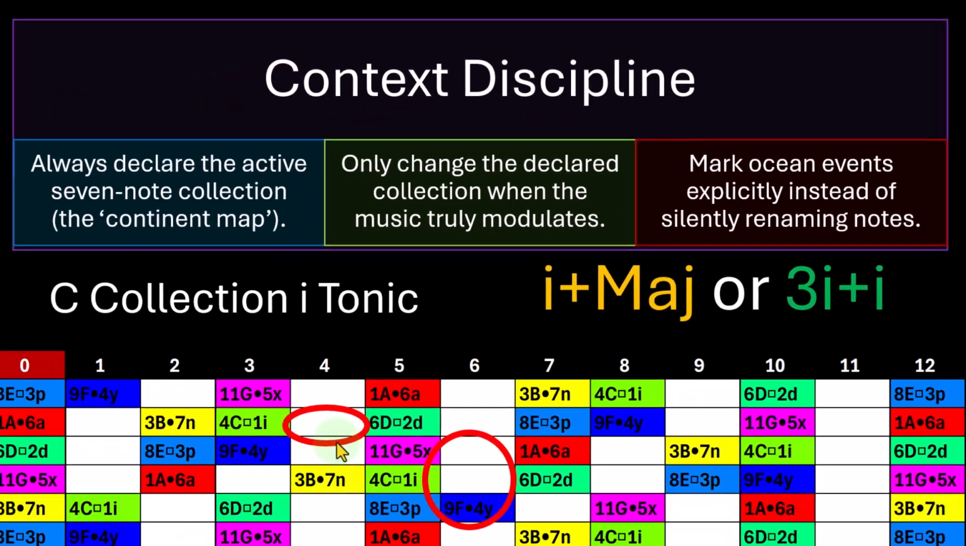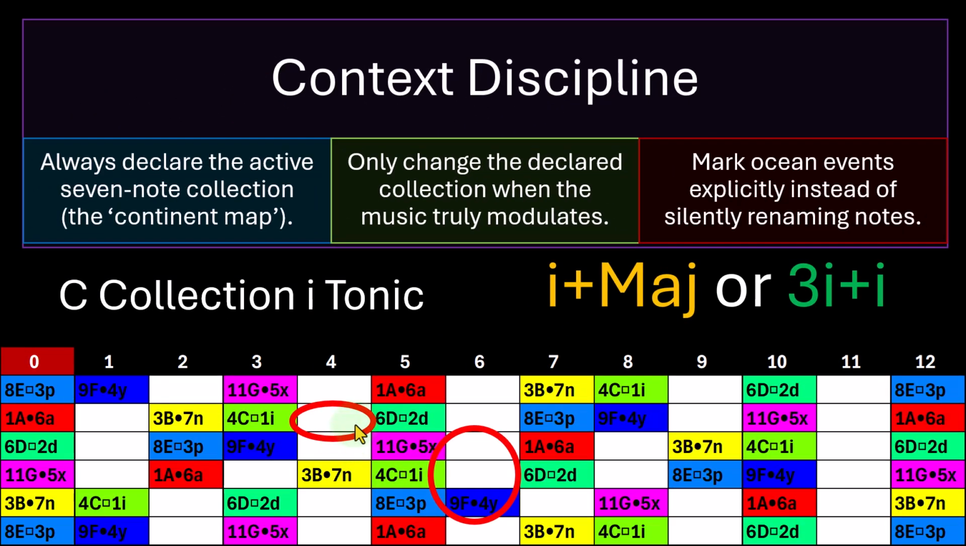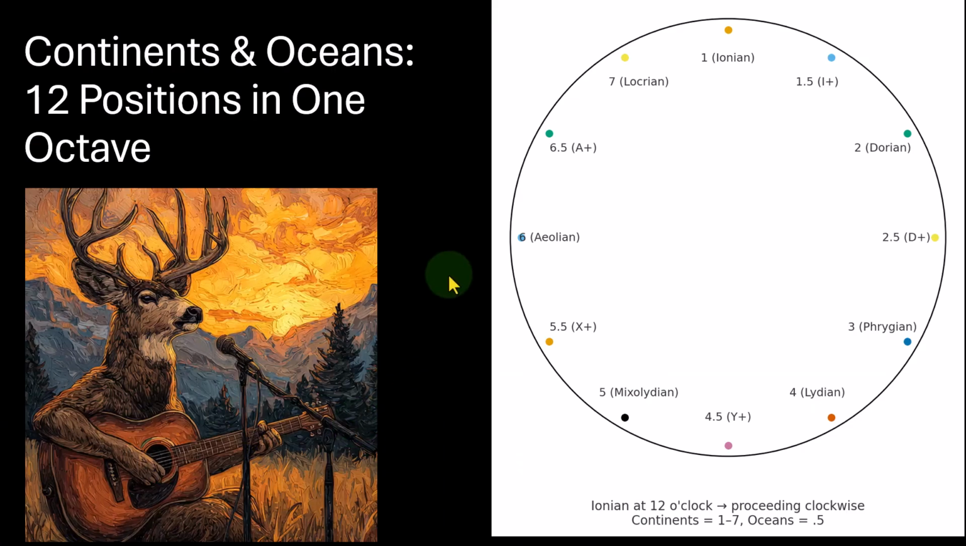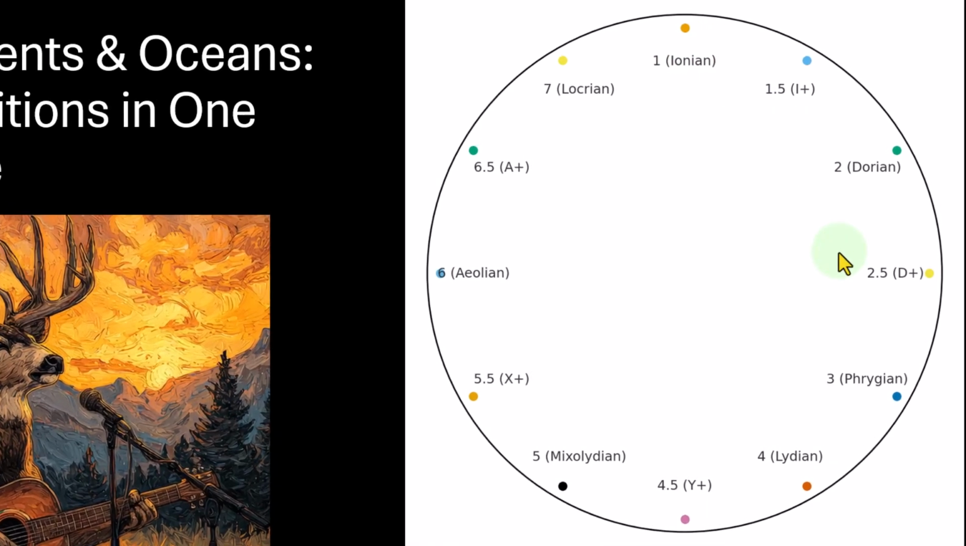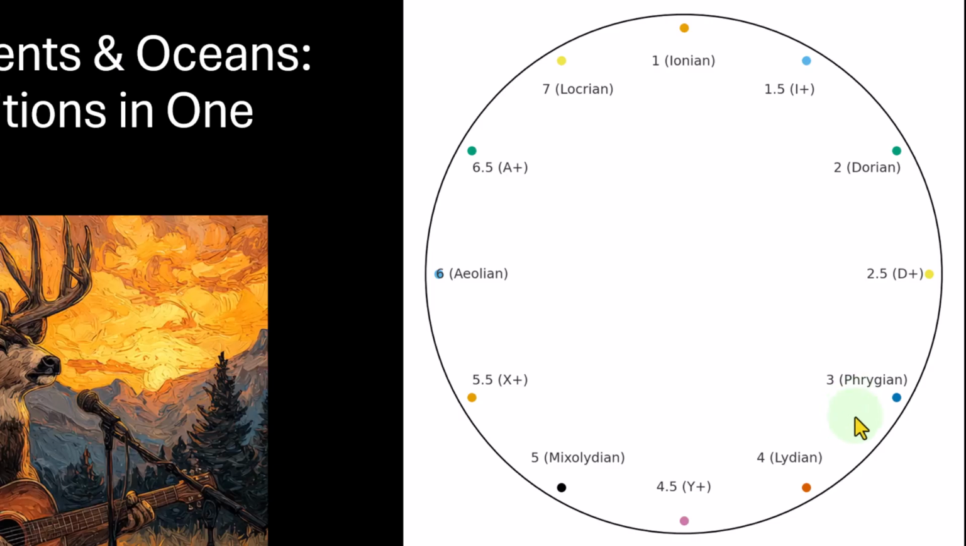So mark ocean events explicitly instead of silently renaming notes. So the contents of an ocean, the collection of notes, if we put them into a circle to think of them as an absolute position, then we have 1, 1.5, 2, 2.5, 3. There's no 0.5 between 3 and 4 because we're using the standard convention from the perspective of the Ionian, having a formula of whole step, whole step, half step, whole step, whole step, whole step.